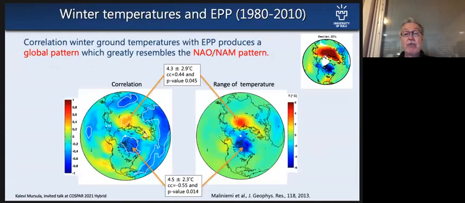Correlating winter ground temperature with EPP produces a global pattern which greatly resembles the NAO/NAM pattern. This is natural since the decadal variation in EPP and the NAO index is similar, with maxima in the declining phase. Note also that the range of variation at the site of maximum correlation is very large, several degrees, about 5 degrees.